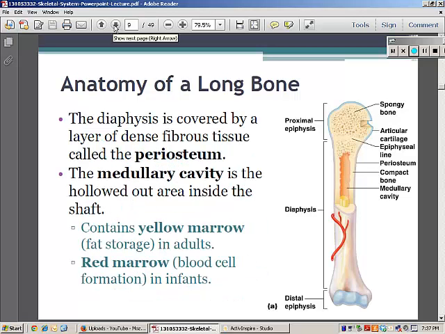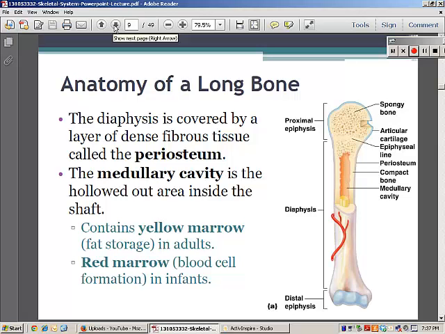Now, the diaphysis is going to be covered in some very dense fibrous tissue, and we call that tissue the periosteum. It's almost like a sheath that's covering the entire exterior of our long bone, of our diaphysis. And so it's almost like saran wrap around the bone. And also you need to know, inside of your bone you have a cavity. You have a hollowing, and we call this the medullary cavity. It's just a hollow inside shaft. Most of the time it is packed with something.